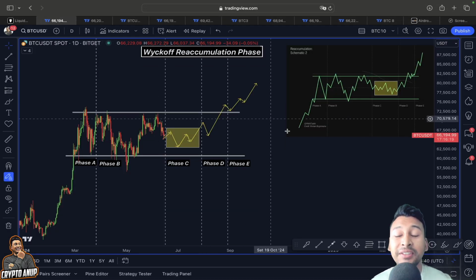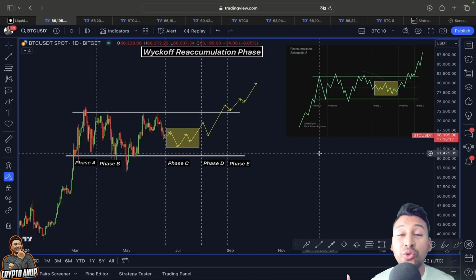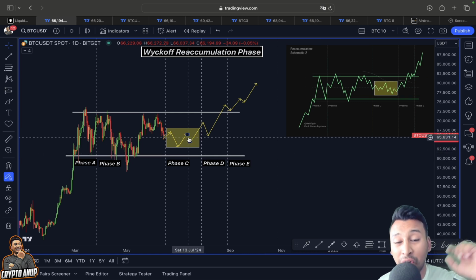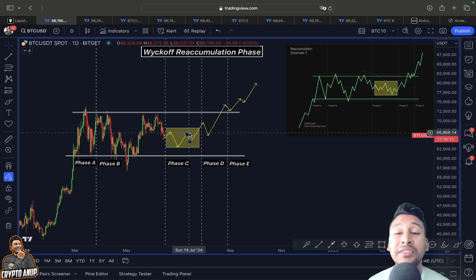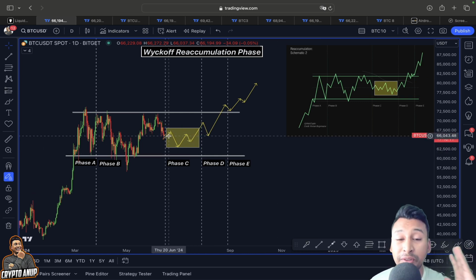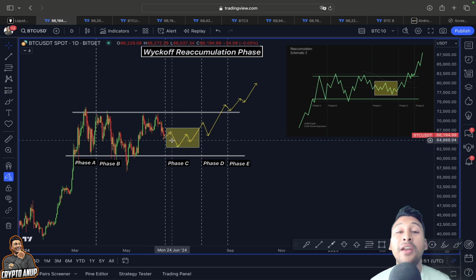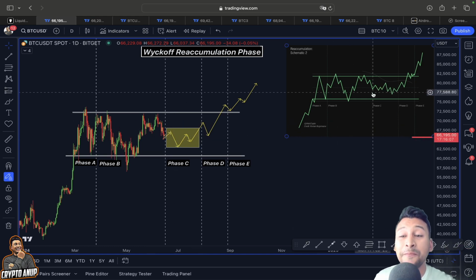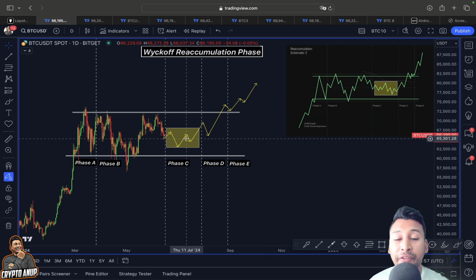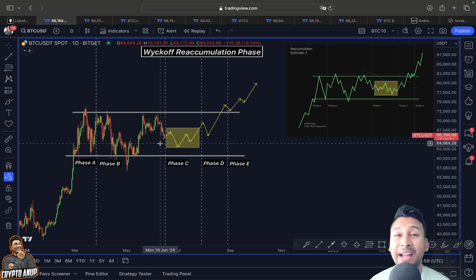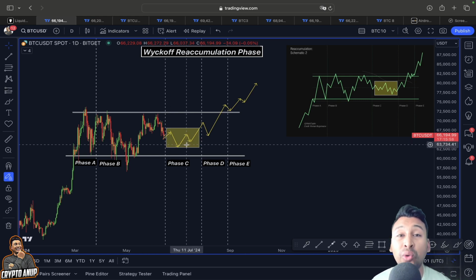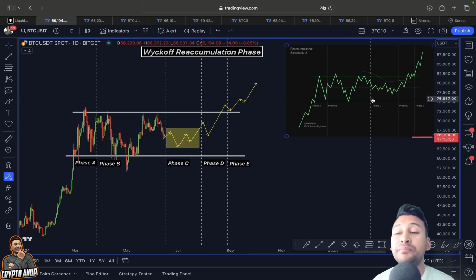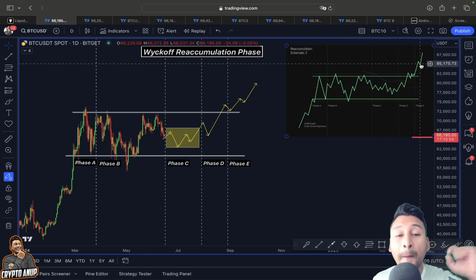Now let's start this with Wyckoff's reaccumulation phase, because according to this Wyckoff reaccumulation phase, the price of Bitcoin now could be slowly entering inside this phase C. Phase C is where we are expecting more sideways movement, even a few pullbacks, price coming back to test some key line of support before finding bottom, before starting with this actual bullish move.